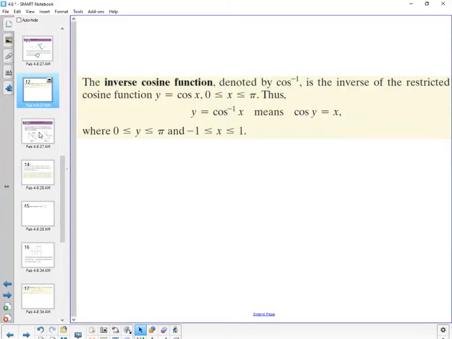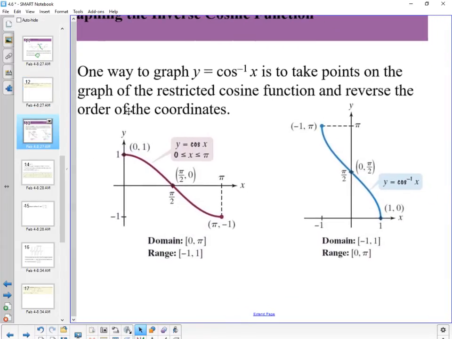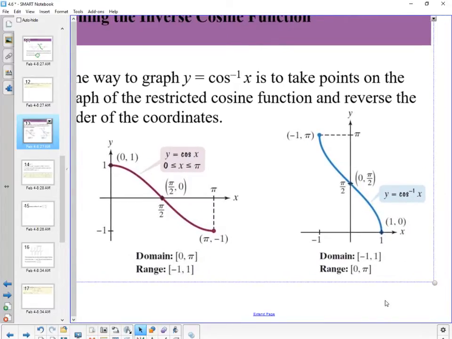I think the next slide's probably better. Yeah, this one does it better. Here you go. So write these numbers down. On the inverse cosine, domain is from -1 to 1 again, but our range goes from 0 to pi. 0 to pi.